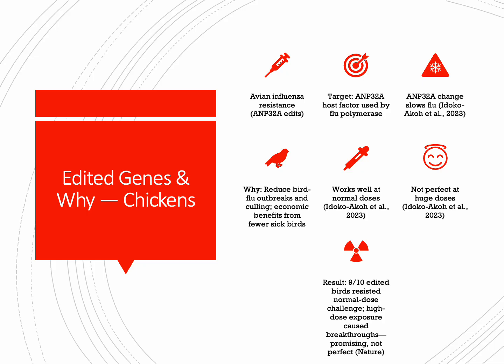The next case study of edited genes that I would like to talk about takes place in chickens, and it's the avian influenza or the bird flu resistance, and it happens in the ANP32A edit. It's a host factor that's used by the flu polymerase. This edit changes the way that the flu affects the animal, and it slows it down.